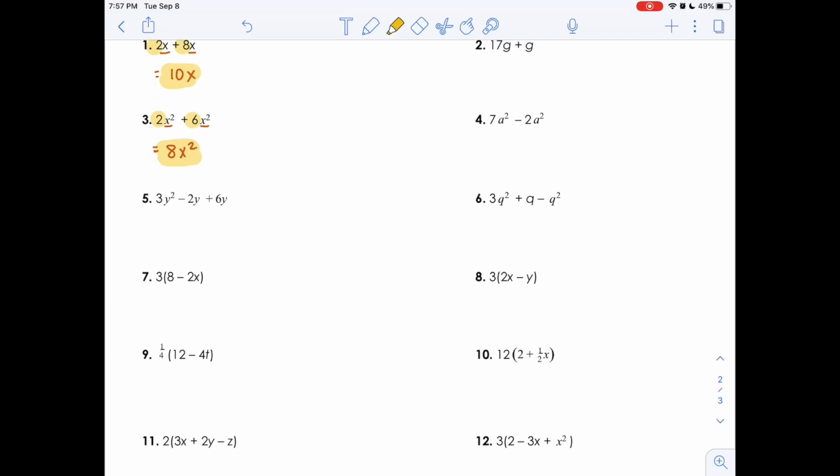Looking at number 5, I have 3y squared minus 2y plus 6y. Here I have 3 different terms. I have y squared, y, and y. I can only combine like terms, so these 2 y terms can be simplified or combined, but the first term, 3y squared, is going to stay the same. So I'm just going to drop it down, 3y squared, and I'm going to combine negative 2 plus 6. Negative 2 plus 6 is a positive 4, so I'm going to write plus 4y.